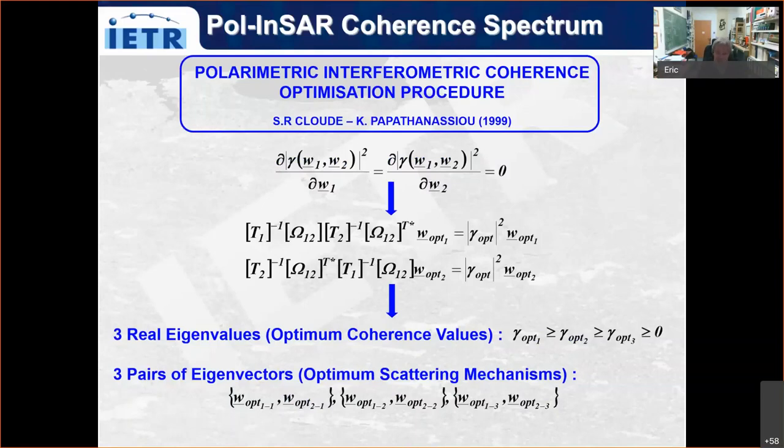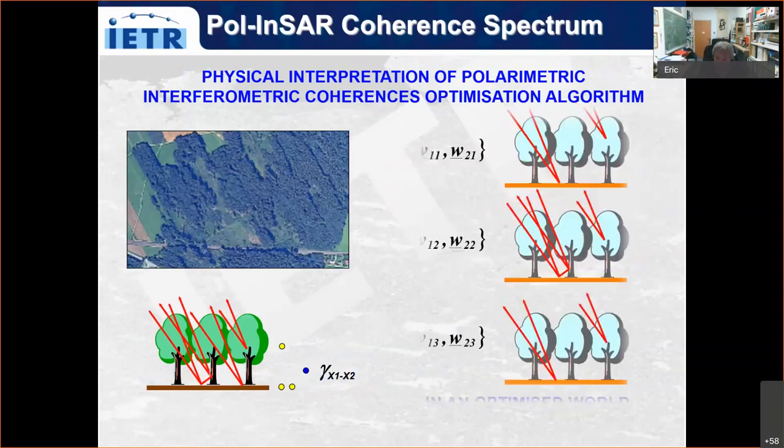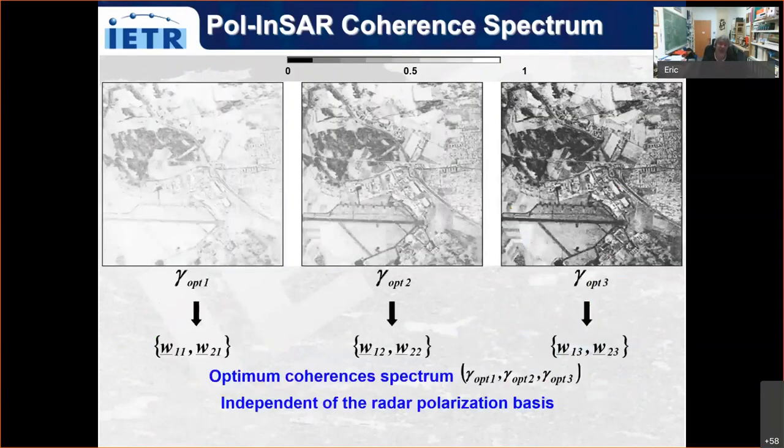But as an output, you will get three different combinations, because it is a 3x3 matrix this time. On the left you have the optimal polarization for transmission and the optimal polarization for reception to have the maximum value of the coherence, and the same for the minimum value of coherence. This is the final result.